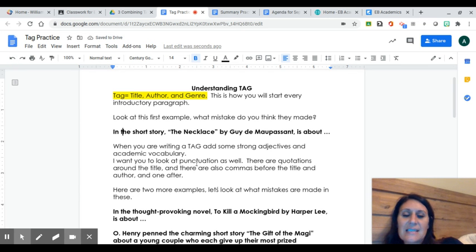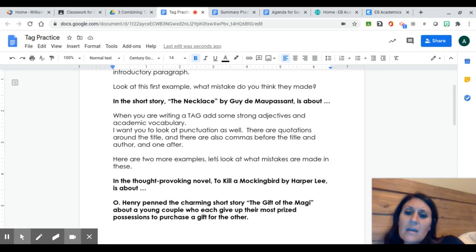Now, when you're writing a tag, you're going to add some strong adjectives and some academic vocabulary. I also want you to look at punctuation as well. I talked about the fact that there are quotations around the title and commas before and after the title and author. So, there's one before and one after. Okay. Here are two more examples. Let's look at this and see if they made some mistakes and what mistakes they might have made.